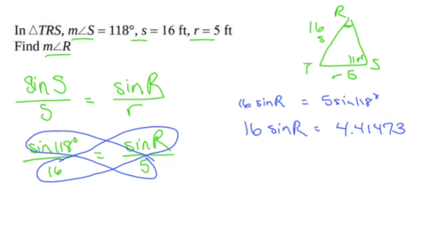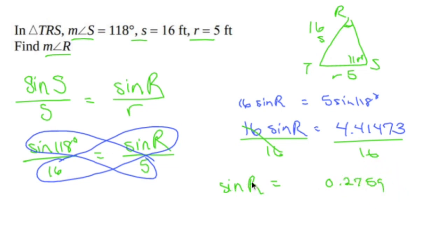Now, in order to get sine R all by itself, I have to divide both sides by 16, like so. So sine R is going to equal, leave some space, 0.2759.